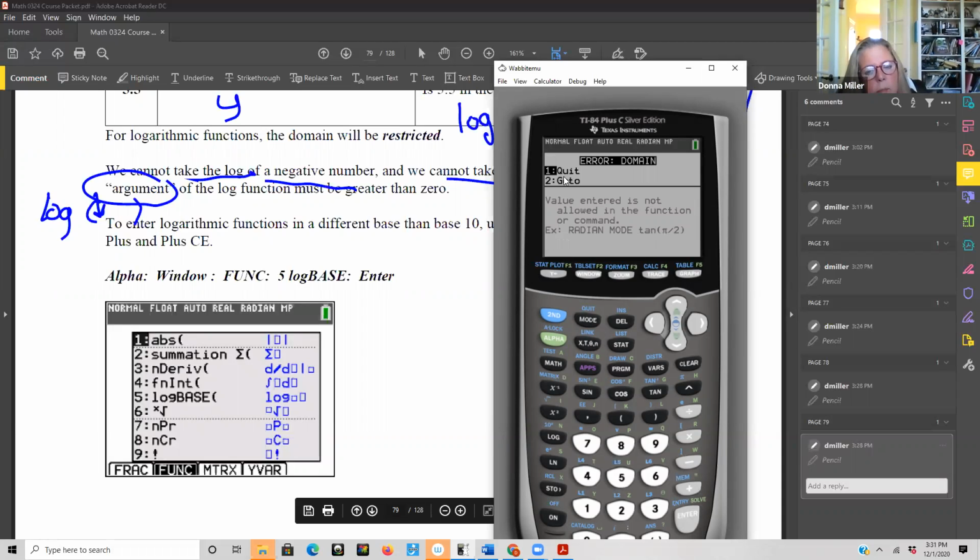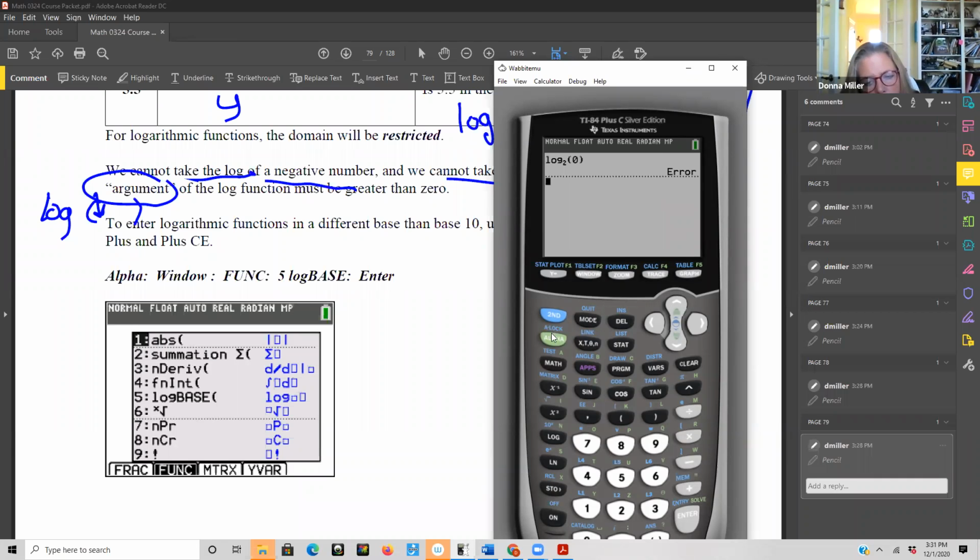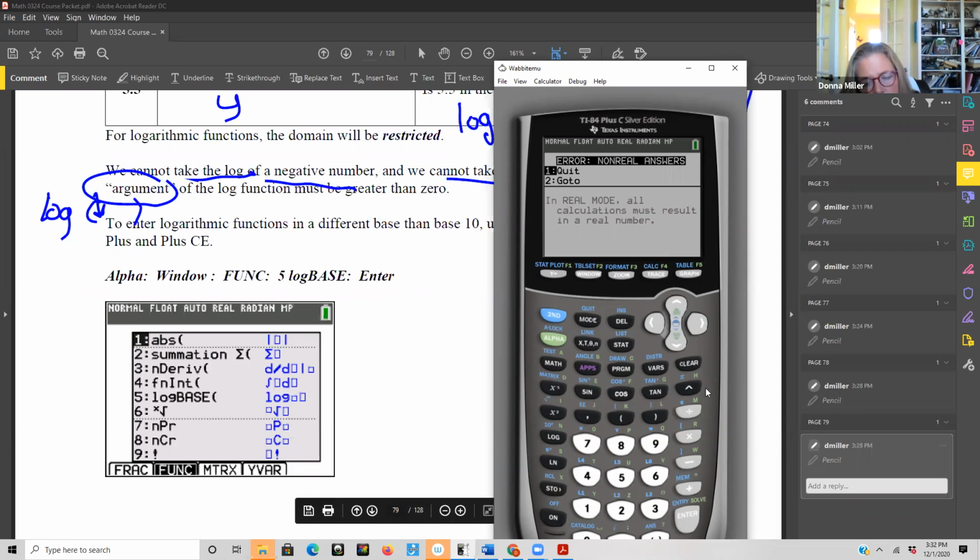All right. And the other thing is the base of the log has to be positive. It could be a fraction, but it has to be positive. Just to show you what happens when you do a negative base, I'll do log base -2 of 6. Should get an error. Yeah. Okay. So no negative bases, no negative numbers.